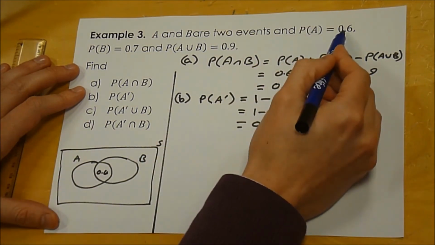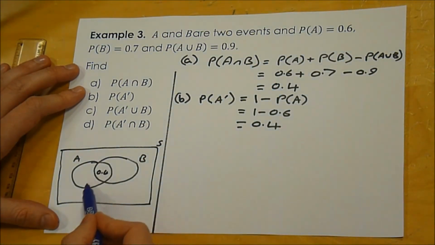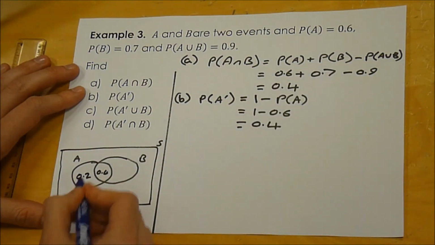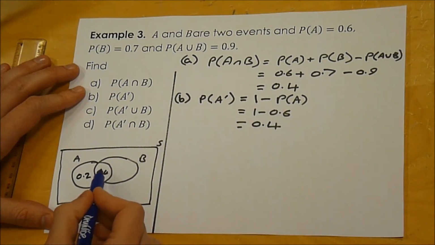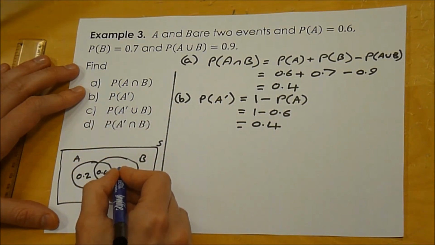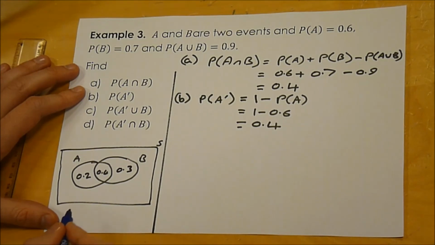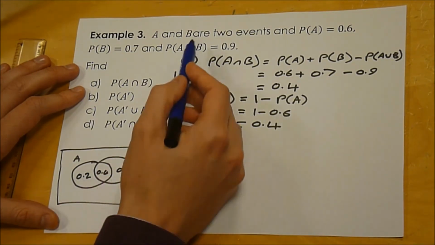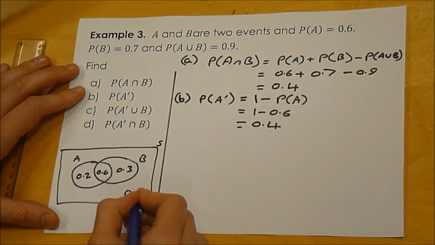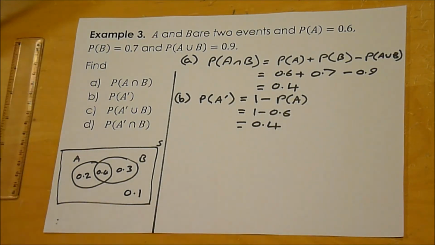I know the probability of A is 0.6, so if 0.4 is already accounted for, this little bit left over is going to be 0.2 to make it up to 0.6. That's the difference. Similarly, the difference between 0.4 and the probability of B, between 0.4 and 0.7, is going to be 0.3. A nice way of checking: we know the probability of A or B is 0.9, and if we add up 0.2, 0.4, 0.3, that's 0.9. Yeah, that's my probability of A or B. So what's left over? Well, that must be 0.1. So that's the probability of neither, A complement and B complement.